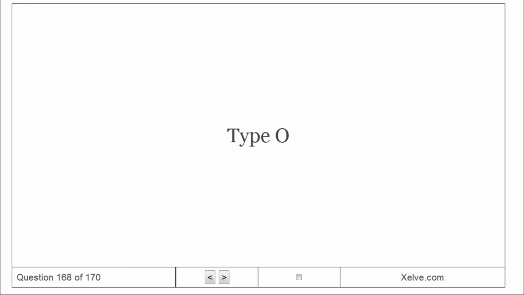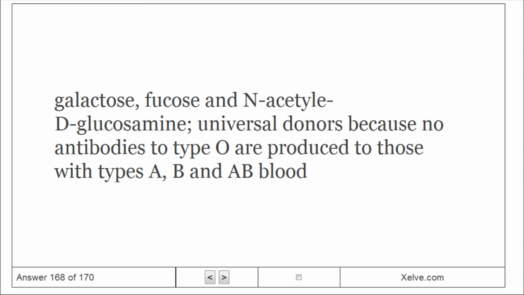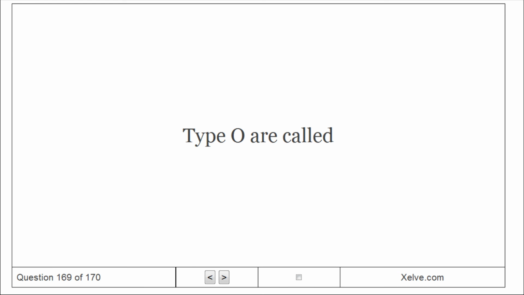Type O: galactose, fucose and N-acetyl-D-glucosamine. Type O are called universal donors because no antibodies are produced to type O by those with types A, B and AB blood. Type AB are called universal recipients.